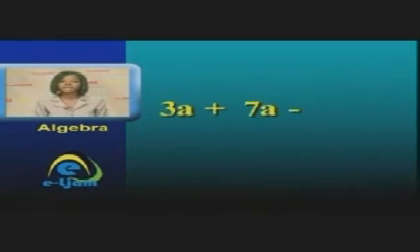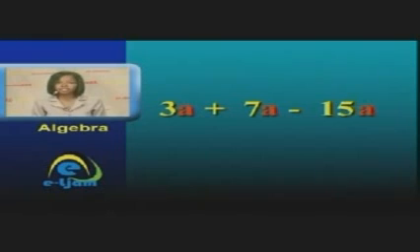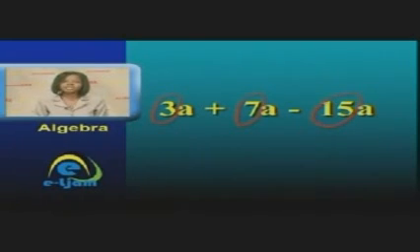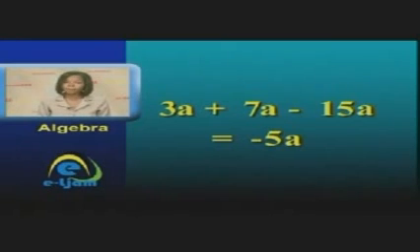In order to simplify 3a plus 7a minus 15a, we note that all the terms have the same variable, a, and therefore can be grouped. In order to find the answer, we have to add or subtract the coefficients. The coefficients are the numbers which appear before each variable. So 3 plus 7 minus 15 equals negative 5. And therefore, 3a plus 7a minus 15a is simplified to negative 5a.